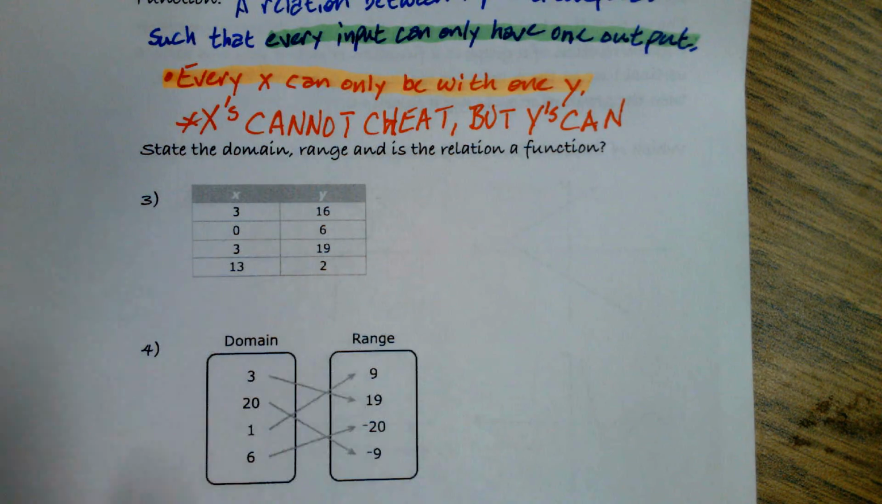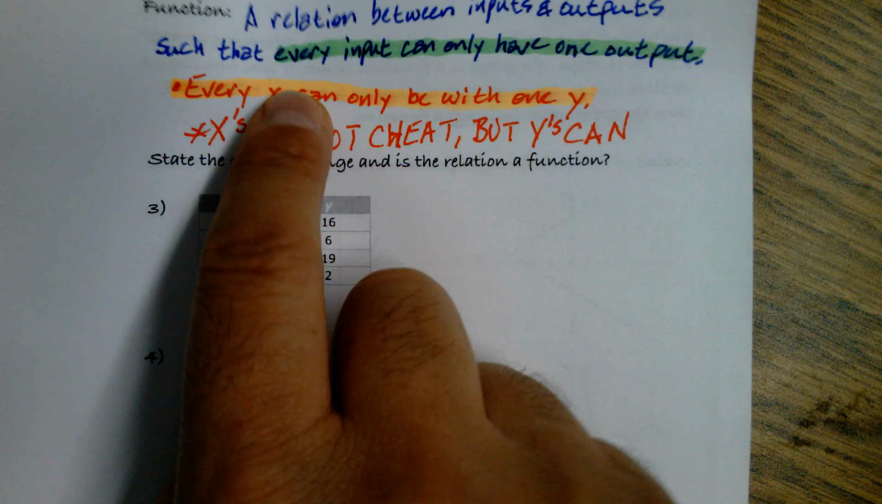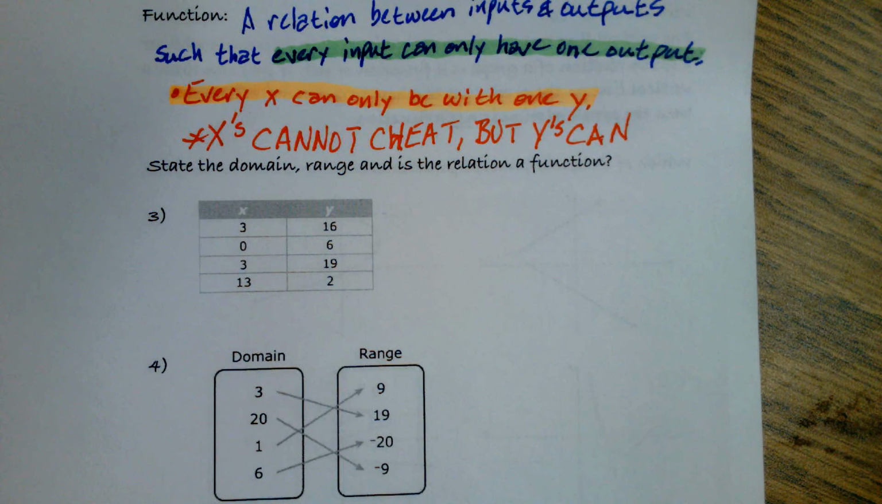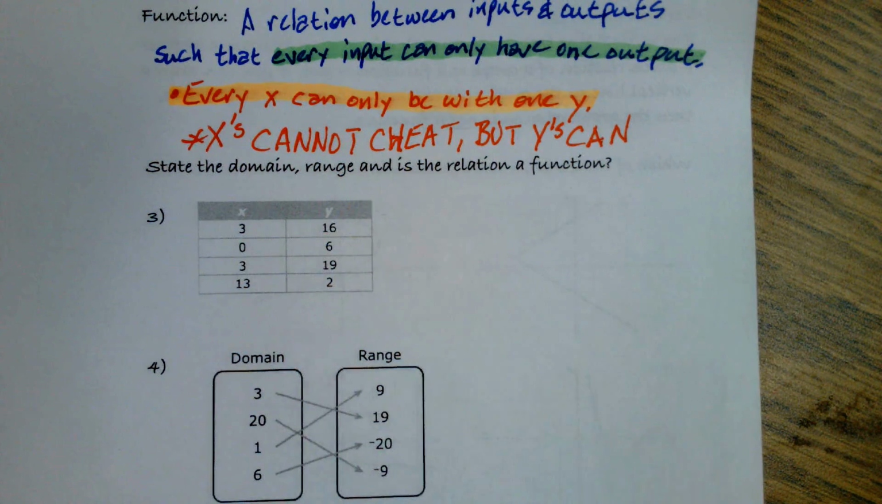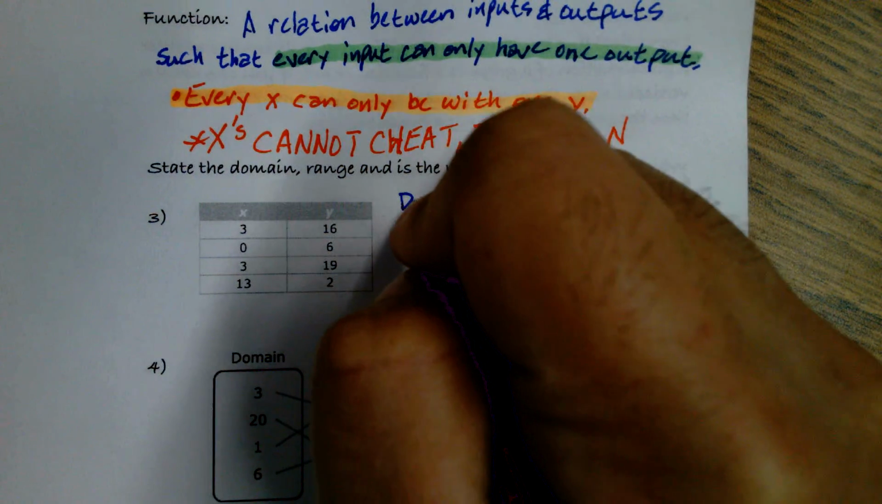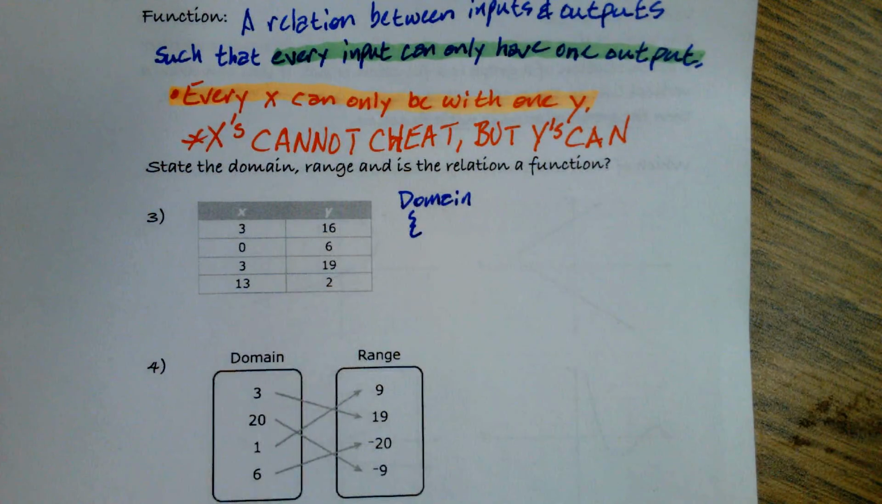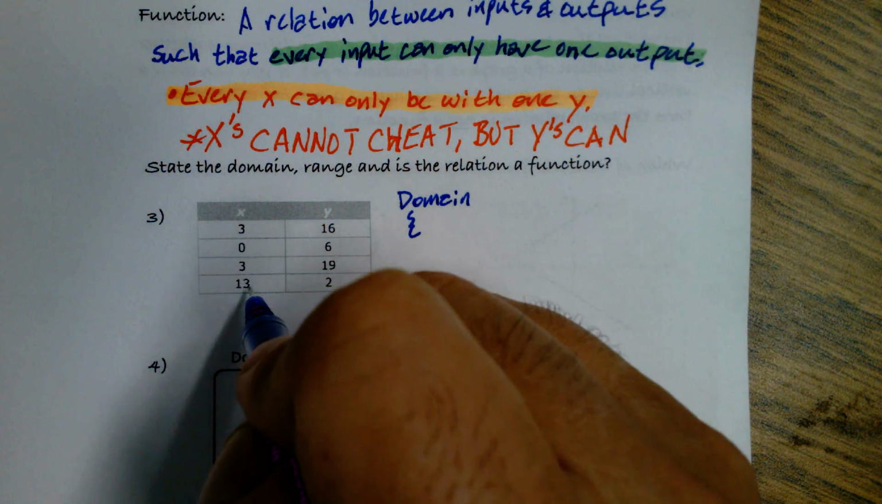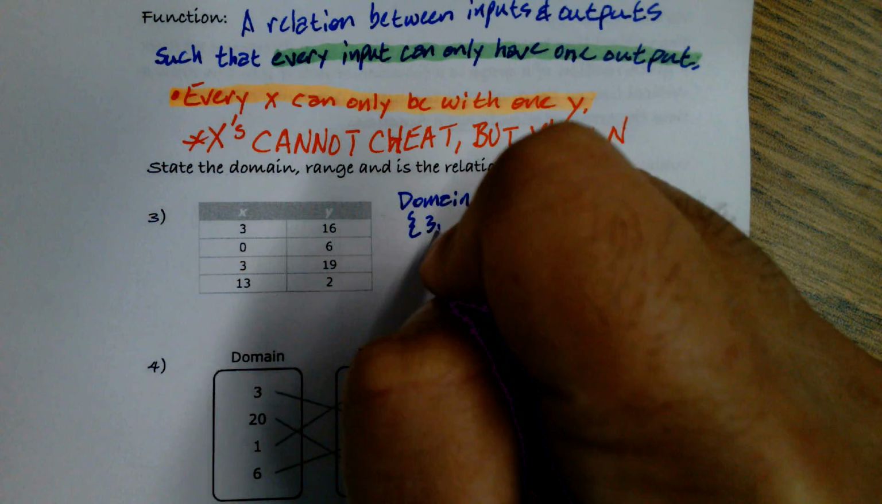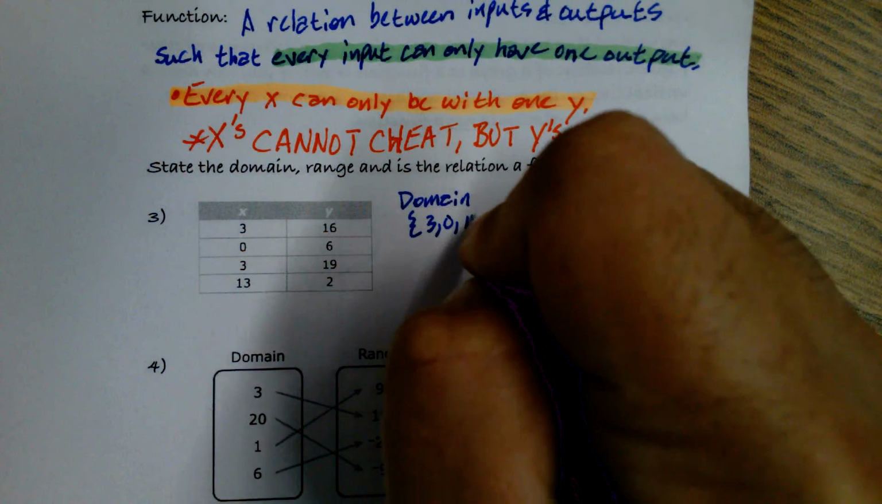So we're going to do what we did before. We're going to look and see, this is the domain, this is the range. And yes, it is a function, or no, it's not a function, based on this rule. Okay? So let's see here. First of all, let's just do the domain and range, because that's kind of easy. So what's the domain here? So it's 3, 0, and we already have 3 there, 13. 3, 0, and 13.